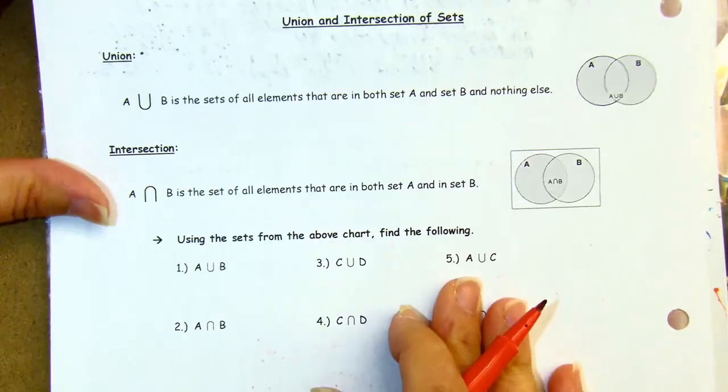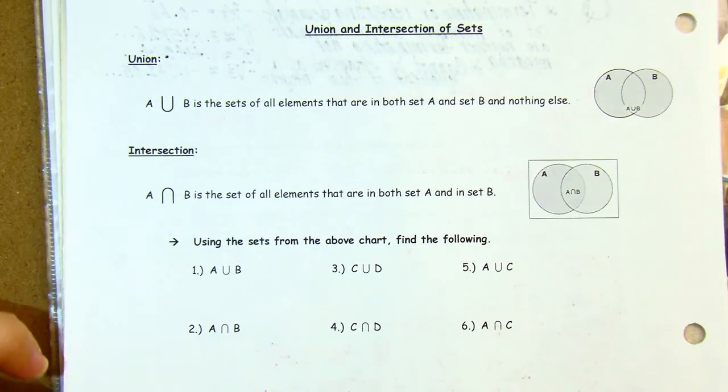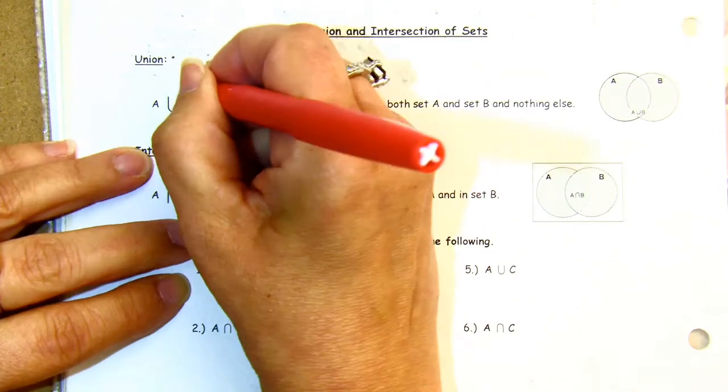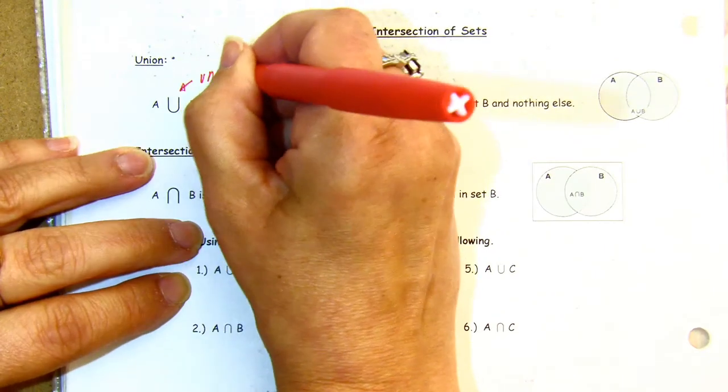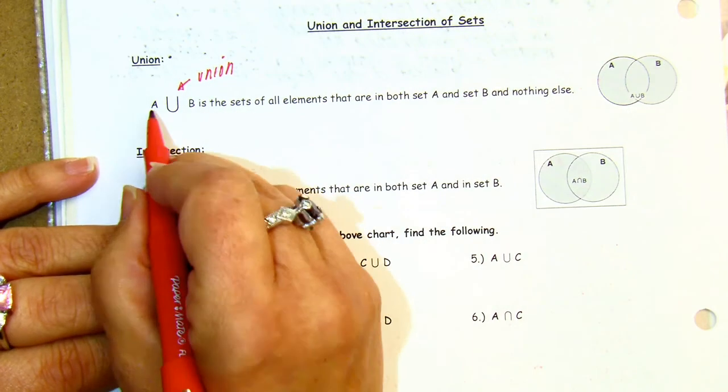We're going to talk about union and intersection of sets really quickly. This isn't too difficult to figure out. A in union with B, this means in union. And union means to unite, to bring together. This is A in union with B.